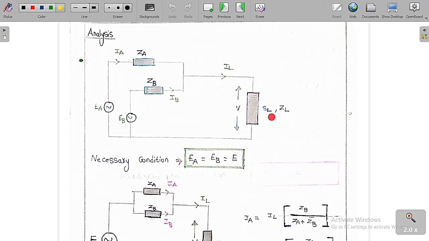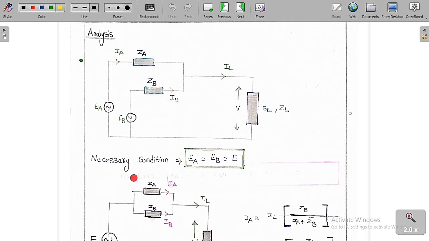The load has a rating SL and impedance ZL, V is the voltage across the load and IL is the current in the load. IA is the current generated by transformer A and IB is the current generated by transformer B.